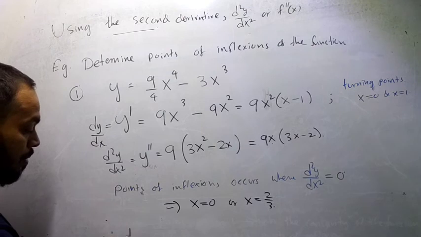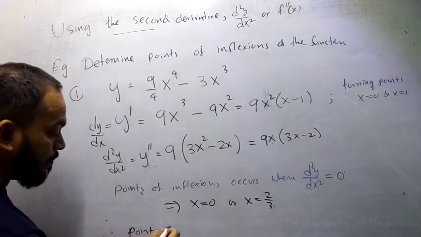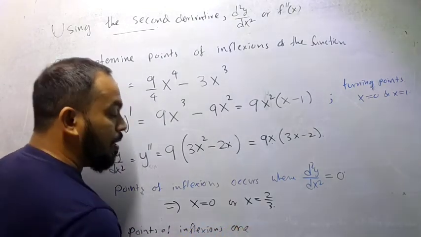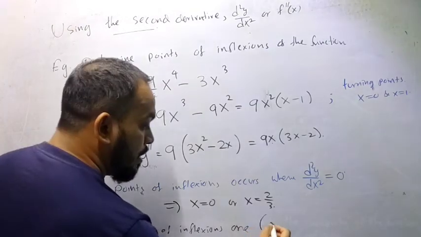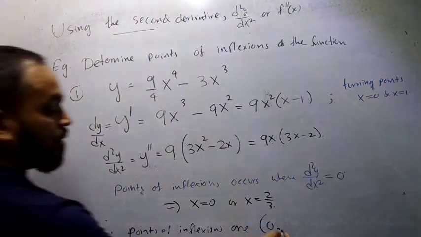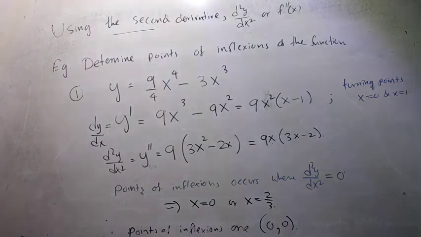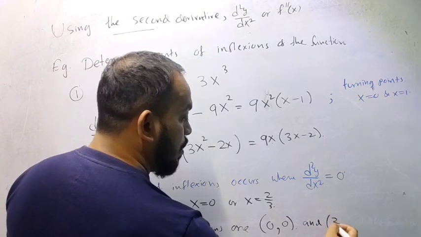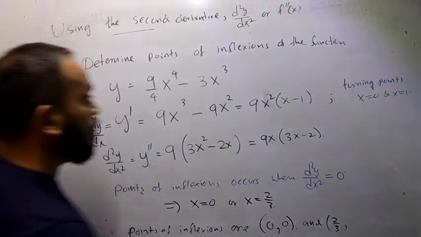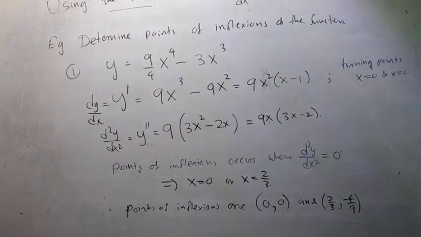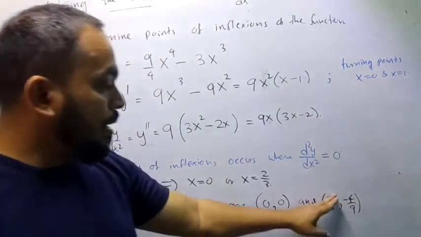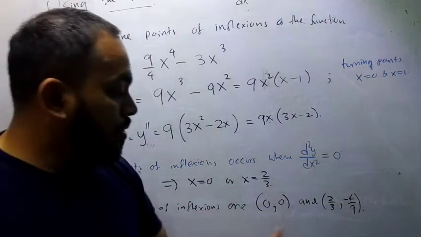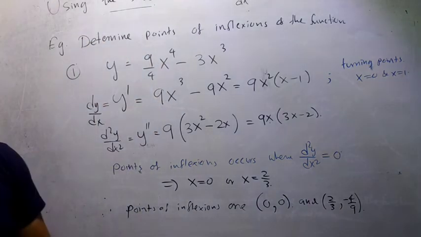Therefore, the points of inflection are: x equals 0, y equals 0, at the origin. Then at x equals 2 by 3, what is the value of y? I found this coordinate here: 2 by 3, minus 4 by 9 is the y coordinate. So these are the 2 points where the points of inflection occur.